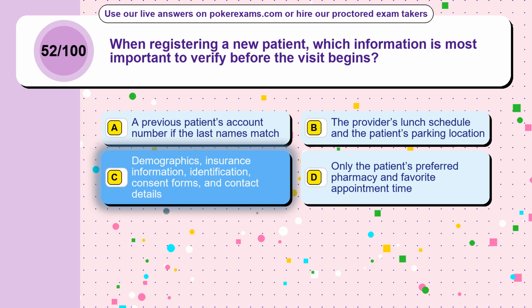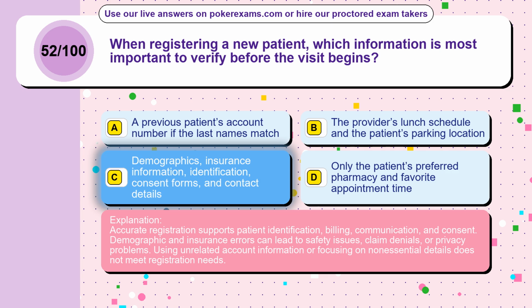The correct answer is option C. Demographics, insurance information, identification, consent forms, and contact details. Accurate registration supports patient identification, billing, communication, and consent. Demographic and insurance errors can lead to safety issues, claim denials, or privacy problems. Using unrelated account information or focusing on non-essential details does not meet registration needs.